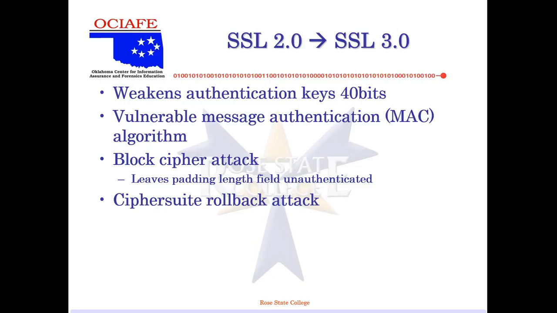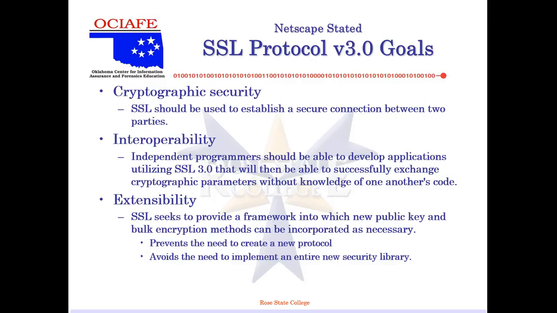So what was SSL 3? Why did we go to SSL 3? Well, we went to it for several different things. First off, we went for cryptographic security. SSL should be used to establish a secure connection between the two parties. Given, right? We have to have that secure channel between the two if we're going to be sending information back and forth. Interoperability means a programmer who's creating an application should not have to worry about someone else's code.